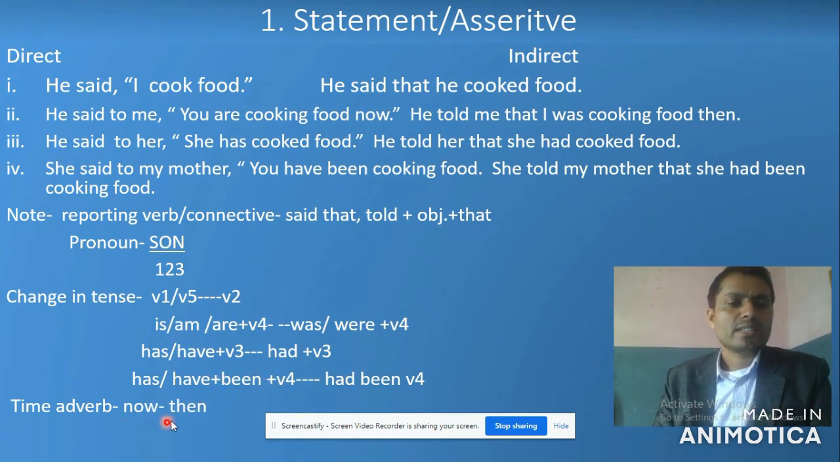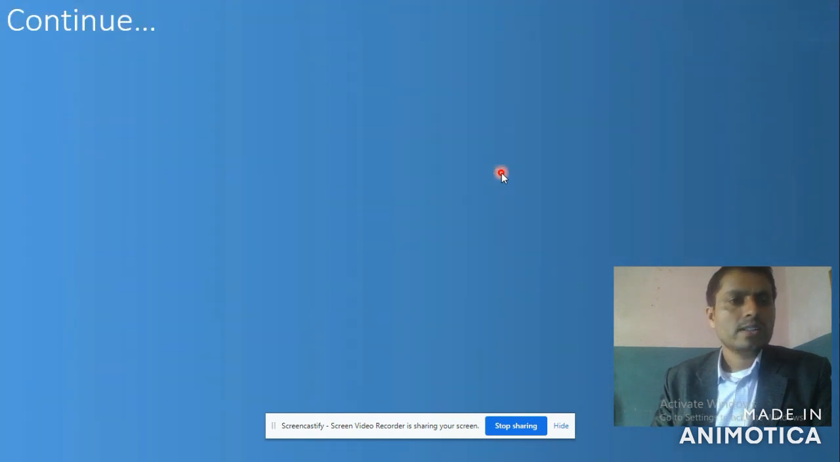Now look at here. Time adverb, now changes to then. Here time adverb, that we have seen here, now changes into then. This is also the change that we have seen in the above example sentences. Got it, my dear student? Well, now let's look at more example sentences. From there we will find out more ideas, right?